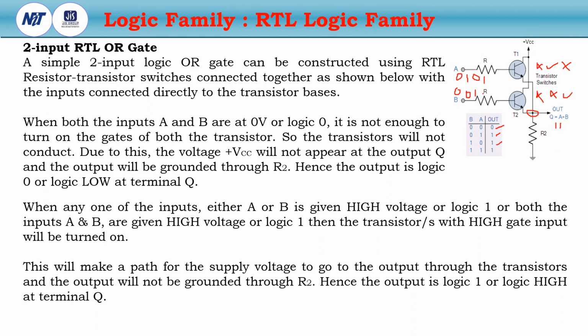Now both the inputs are 1, then what happens? Then both the transistors are in saturation mode. So both are activated, and VCC will be at output port Q. So the output will be logic 1. So this is the OR operation. For any AND operation, the transistors are in series. For any OR operation, the transistors are in parallel. Okay. So these are the basic simple operations of the RTL logic family.